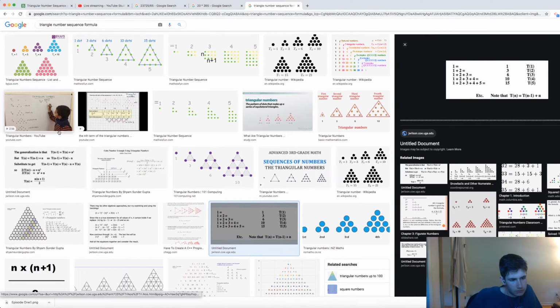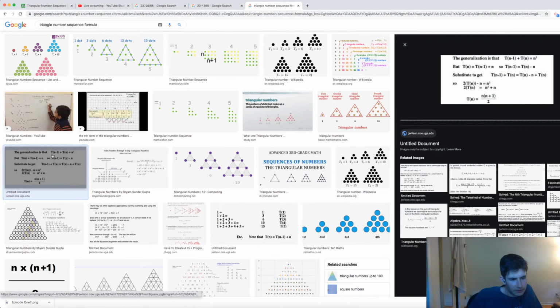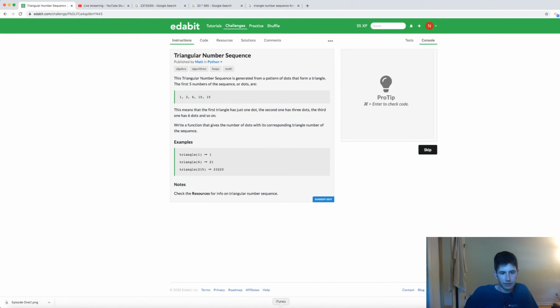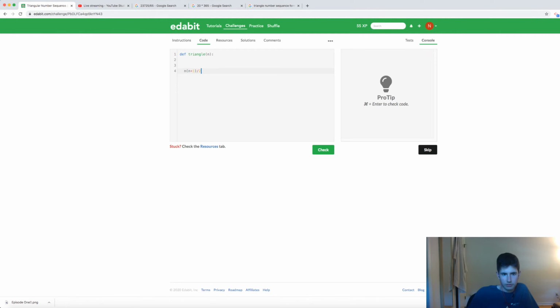So, generalization is that. Okay, here we go. This is our formula. N, which is our number, n times n plus 1 over 2. We go to the code. I'm just going to write it out. N times n plus 1 over 2.